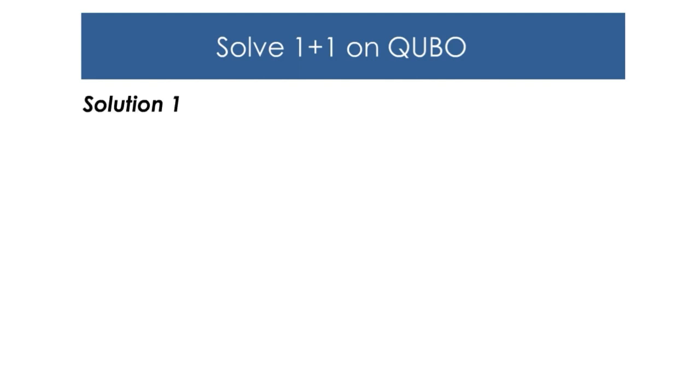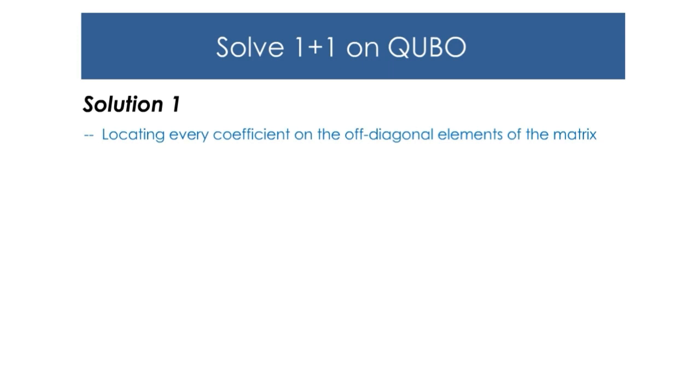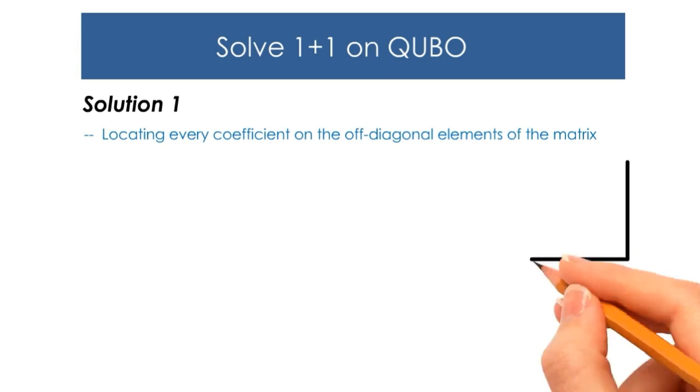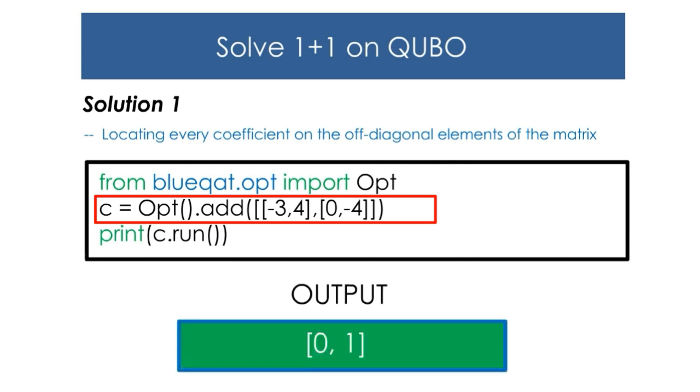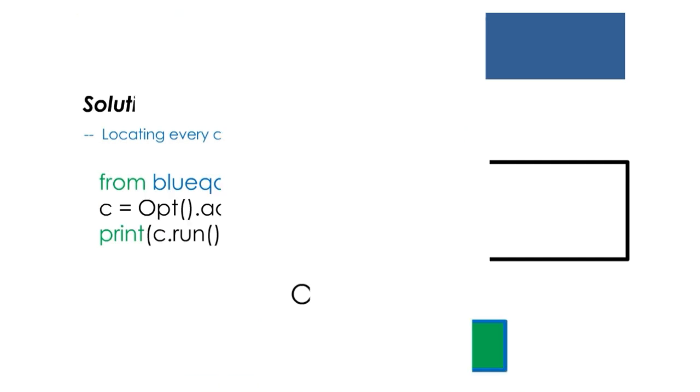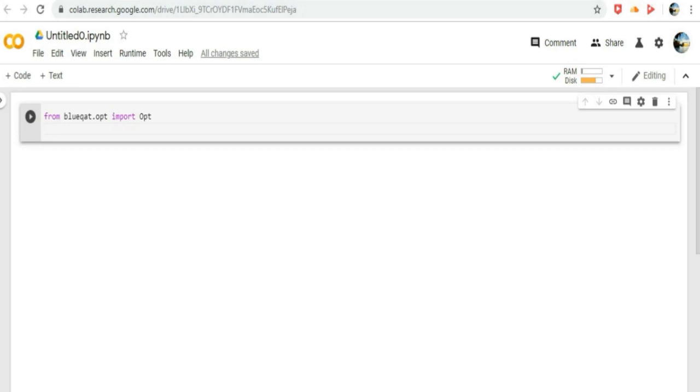The first solution is to get the QUBO matrix by locating every coefficient on the off-diagonal elements of the matrix, as you can see in the code given. And if you run this code, then we will get the output of QUBO matrix, which includes 0 and 1. Let us confirm this in Google Colab.